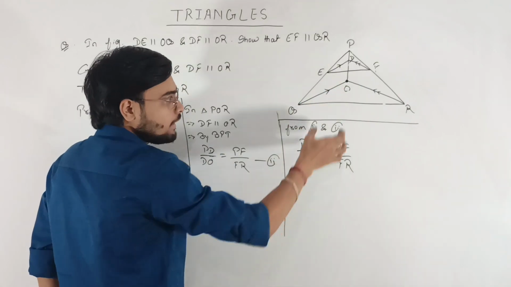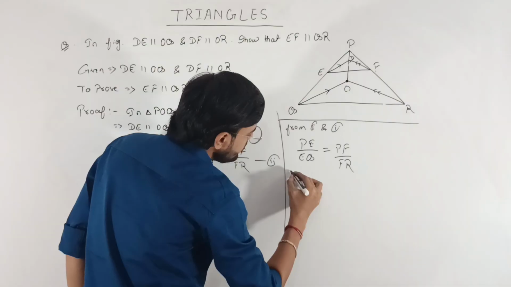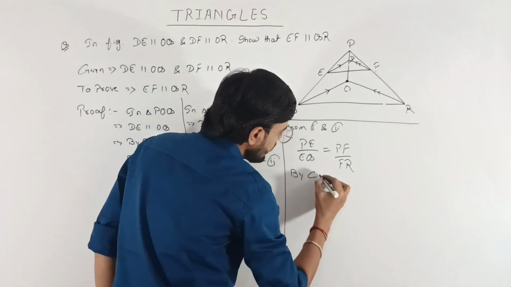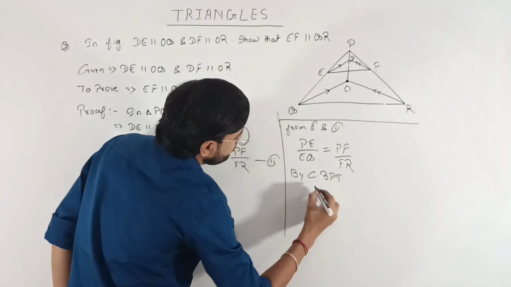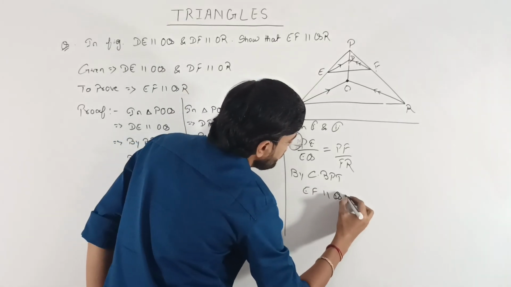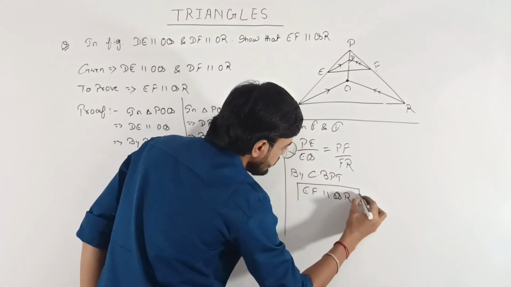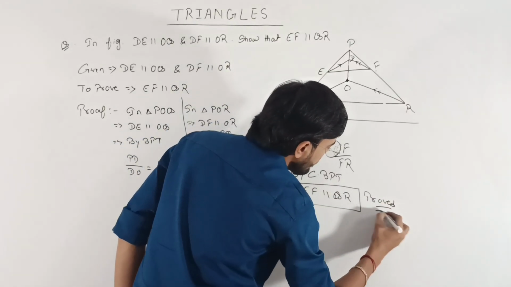So PE and EQ, PF and FR. Then by converse of BPT, EF is parallel to QR. This is what we had to prove. Now this one is proved.